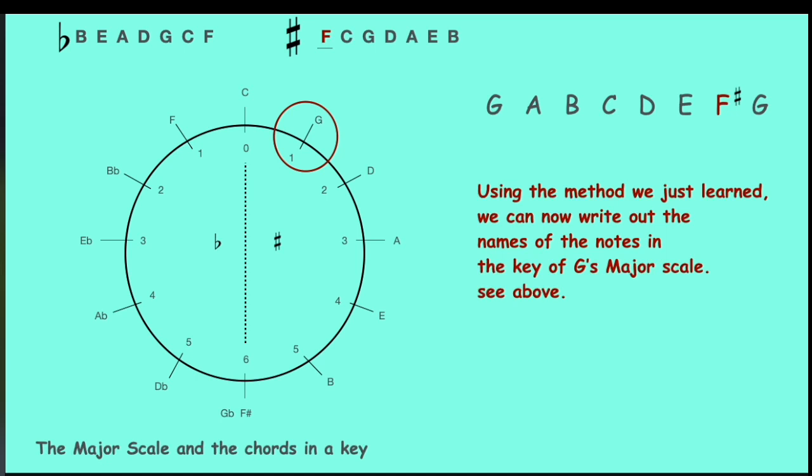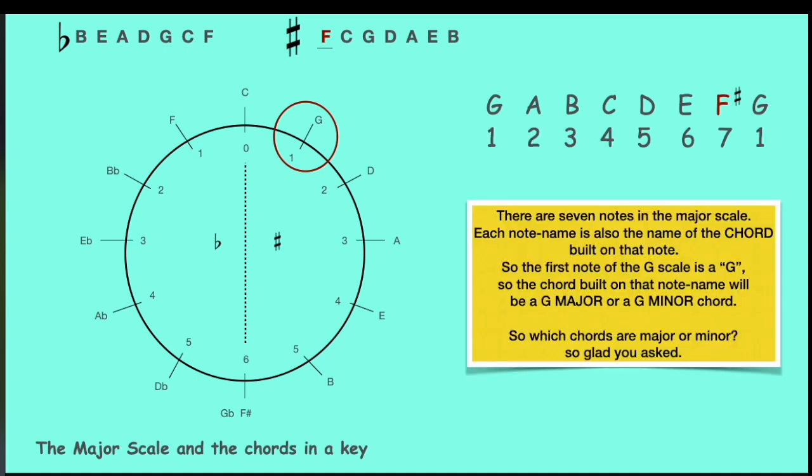But these letters also represent the names of each of the chords that are diatonic to this key. In fact, the word diatonic means in the same key. So the diatonic chords in the key of G will have these letter names. Now we got to figure out what kind of chords they are. There are 7 notes in the major scale, like I said here. Each note name is also the name of the chord built on that note. So the first note of the G scale is a G, so the chord built on that note name will be a G major or a G minor chord.